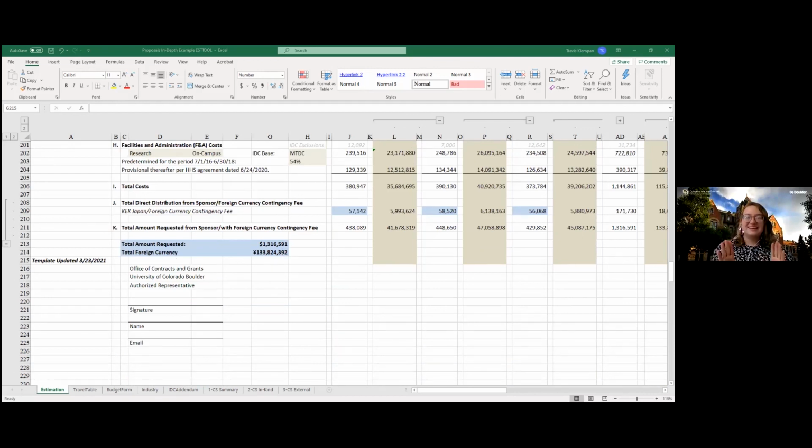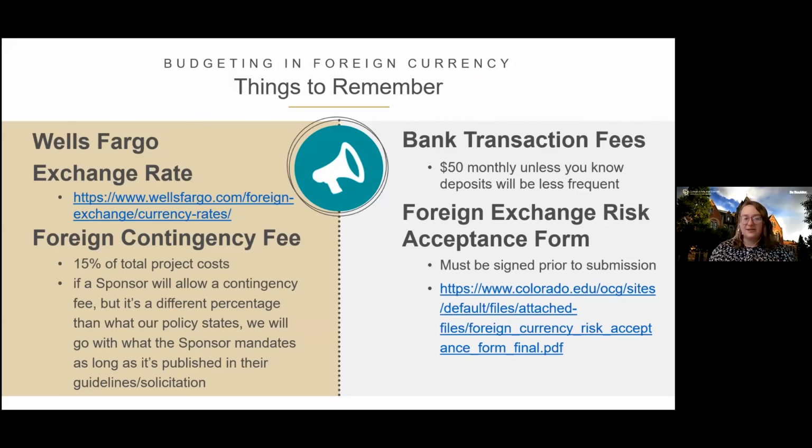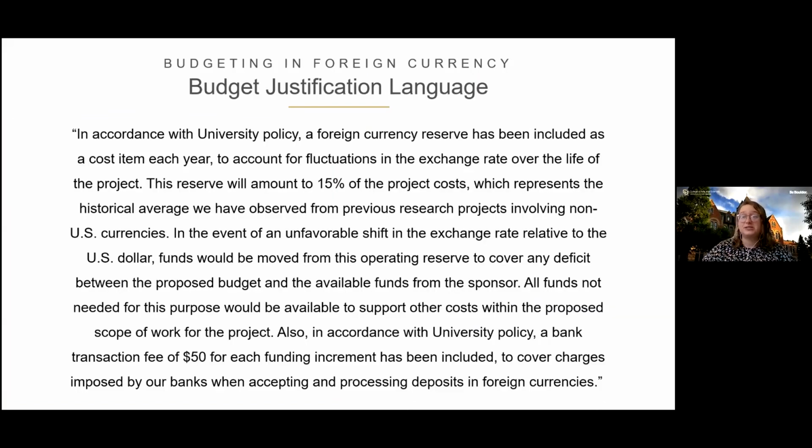So, a high level overview, but definitely something you guys can come back and reference. Going back over to our PowerPoint, there is language to be included in the budget justification about those additional line items, things that we don't normally have in there. This language is not in our template because foreign currency is so infrequent that this is not part of our standard, but this language your PA has access to.